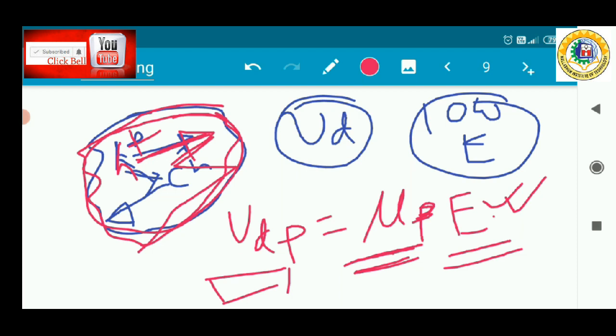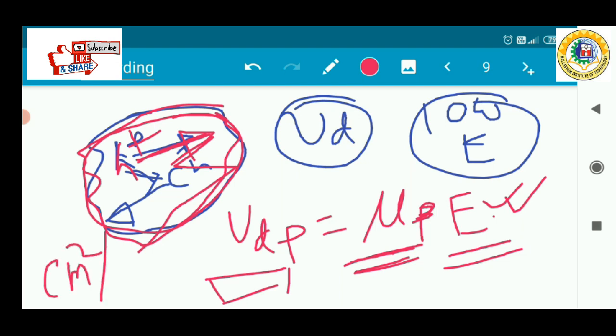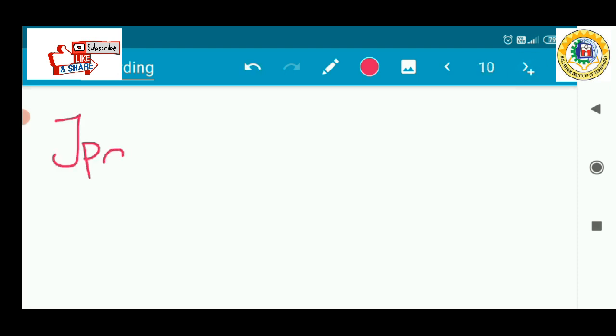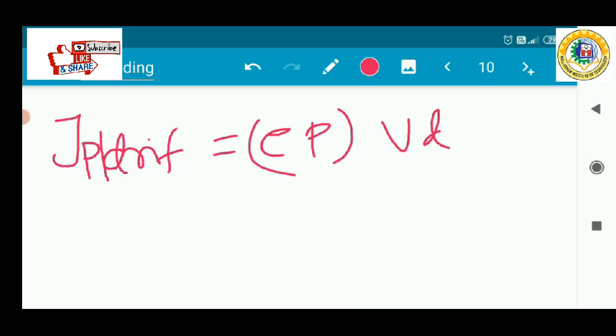So the average drift velocity Vdp is mu p into E, where mu p is the proportionality factor, called the hole mobility. Mobility is an important factor, so you must know its unit. The unit of mobility is centimeter square per volt second. You can check this also. So from that equation, Jp drift is equal to e into p into Vd. This was derived previously.